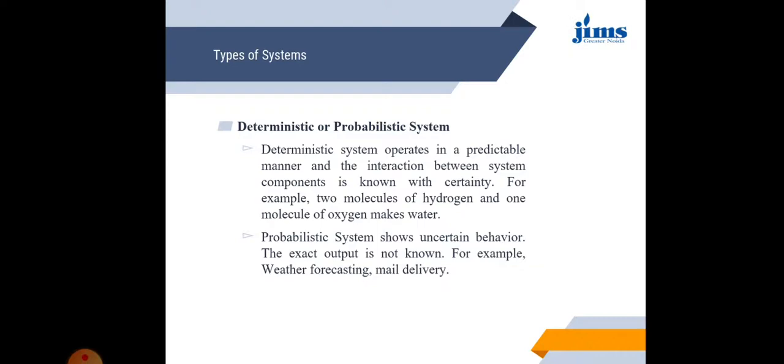Okay, all these things are determined. And a probabilistic system is, for example, weather forecasting. Whether I am saying that there is a 90% chance that today is a rainy day, that is not confirmed. It may happen, it may not. So that's a probabilistic system. So the exact output is not known.